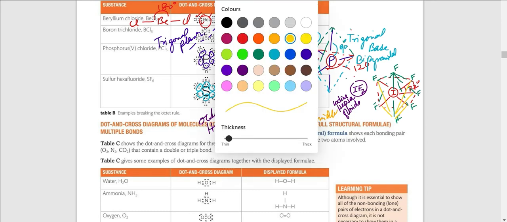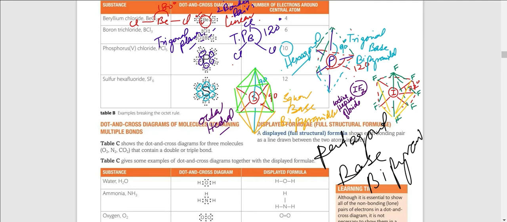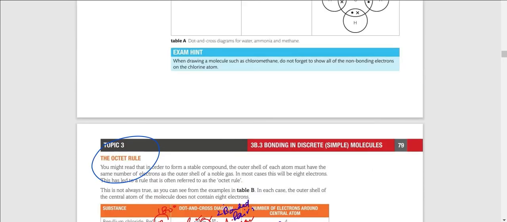So let me write, it will be called pentagonal base bipyramid or pyramidal structure. Right? Are we clear with these structures? Yes, sir. Okay. Moving a little bit towards the top.